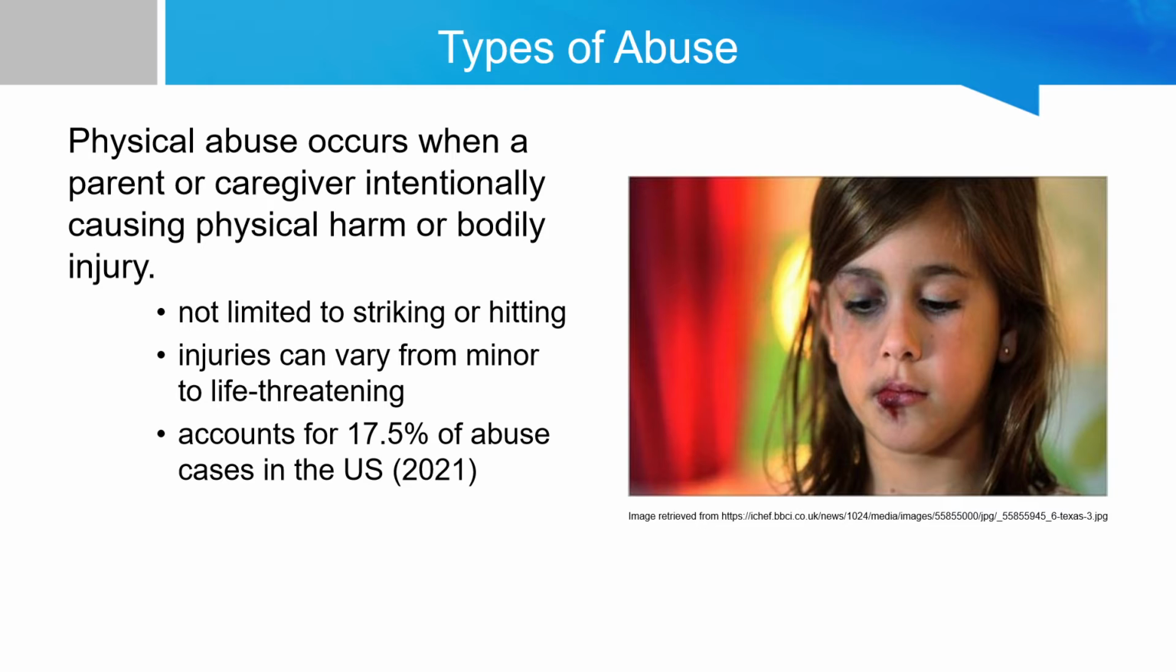There are several different types of abuse that we will cover in this presentation. Physical abuse occurs when a parent or caregiver intentionally causes physical harm or bodily injury. However, this is not limited to just striking or hitting. Injuries can come from burns, bites, kicking, striking, or any other things that can cause an injury to the child. These injuries can vary from minor to life-threatening or even fatal in some cases. Physical abuse accounts for 17.5% of abuse cases in the United States, according to the CDC.